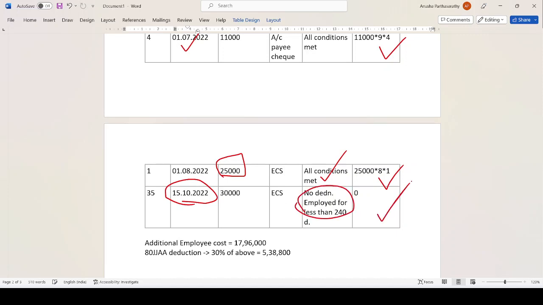Okay, your total employee cost, if we sum this all, will be 17,96,000. So what is the deduction available under section 80JJAA? 30% of it, which is nothing but 5,38,800. I hope you are clear with all these provisions.